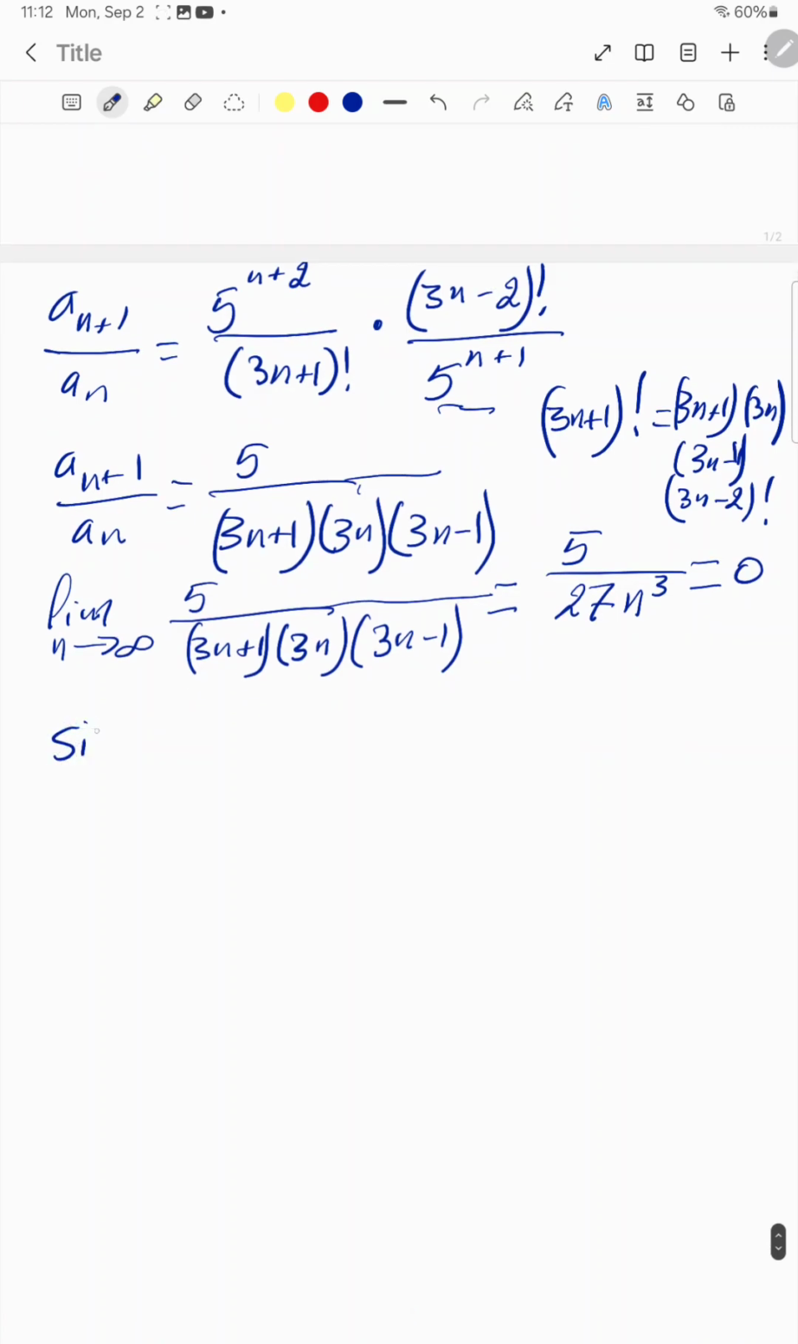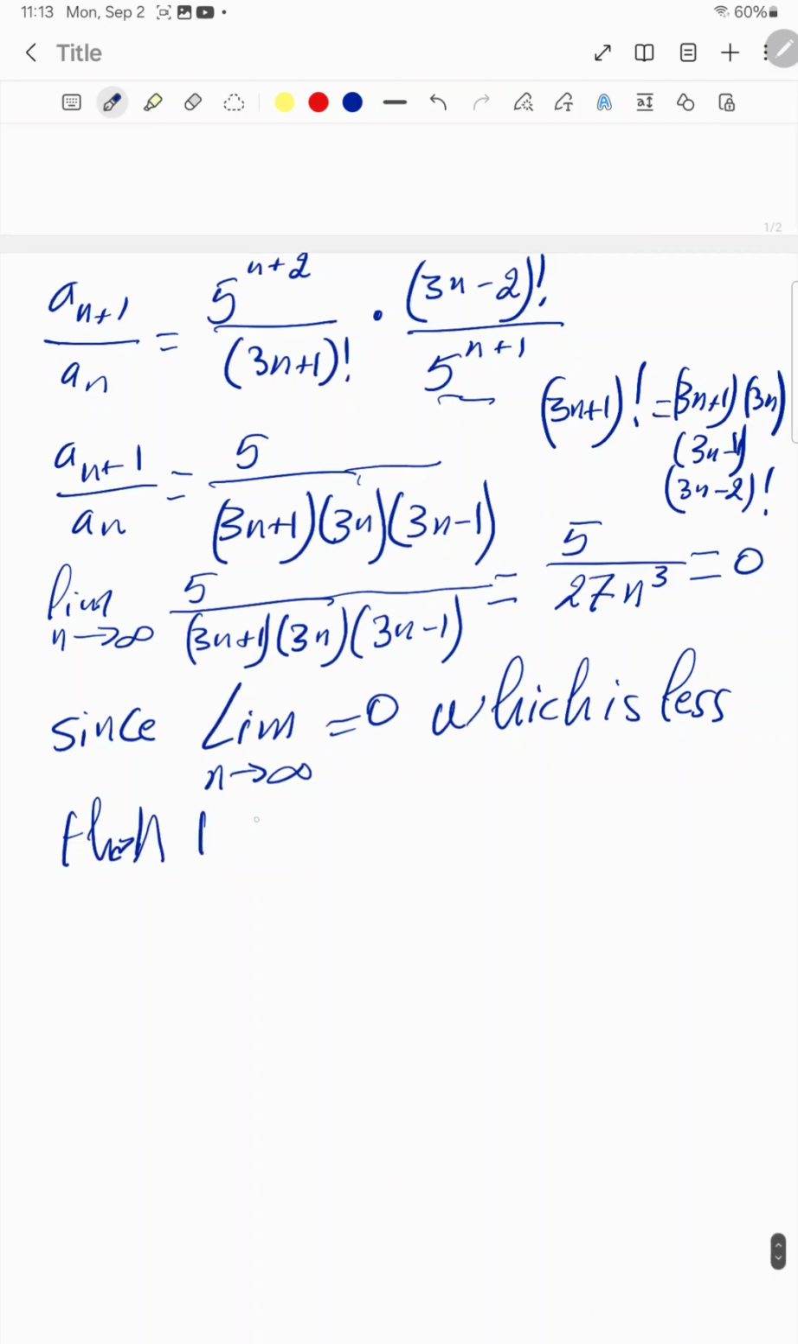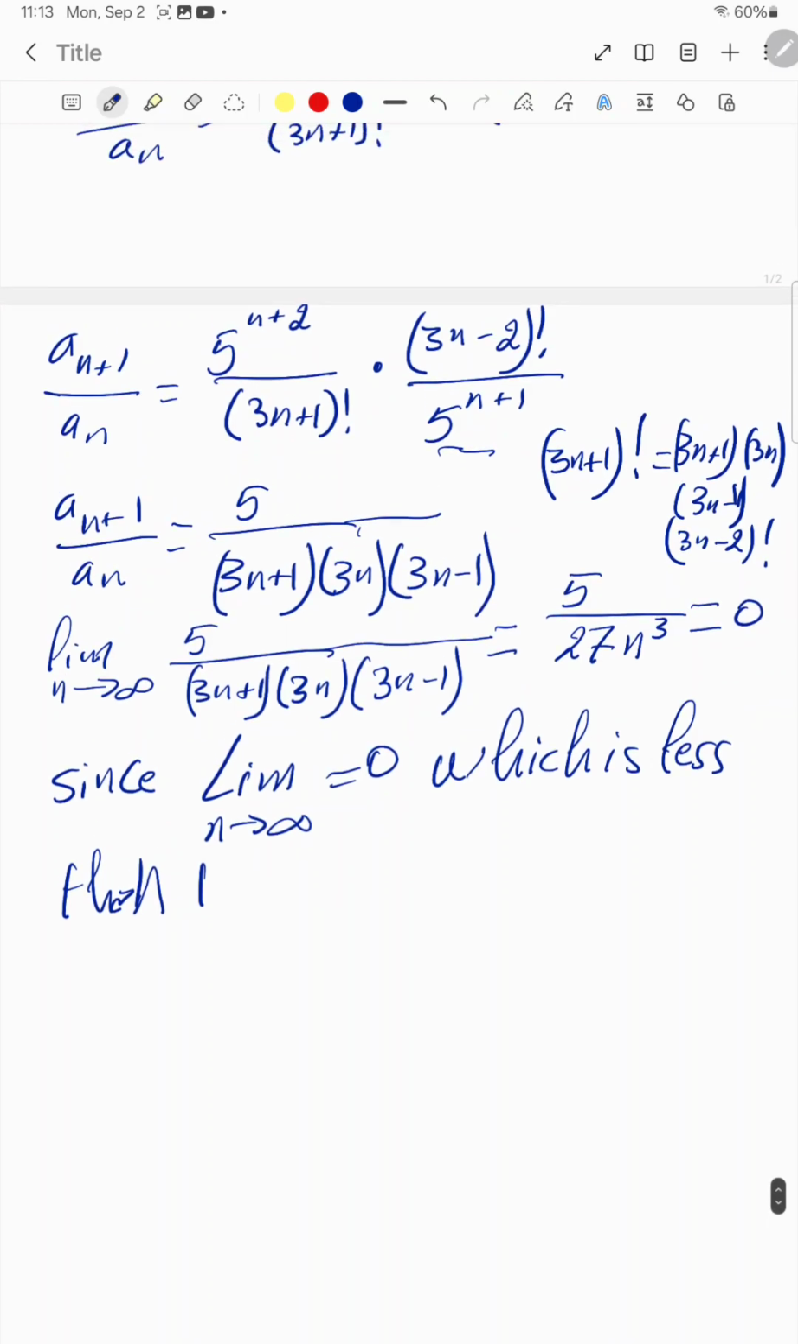So since the limit L when n goes to infinity is equal to 0, which is less than 1, the series converges, because when we do the ratio test, if the result is less than 1, it means the series converges.